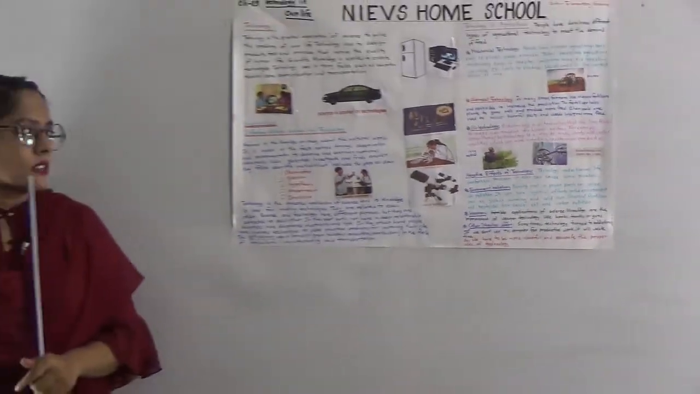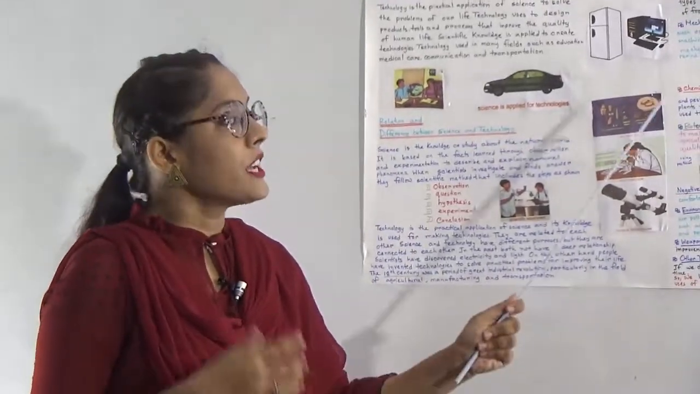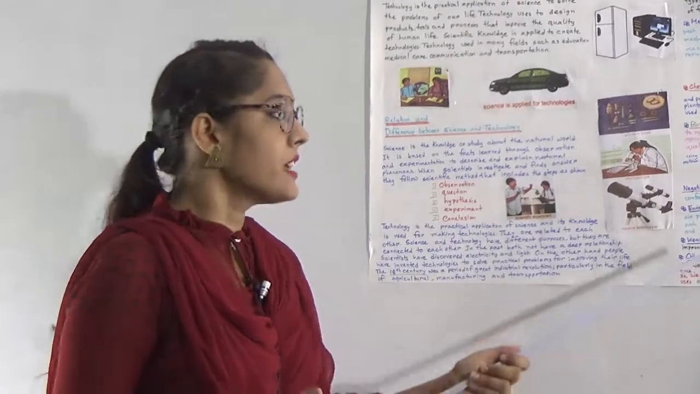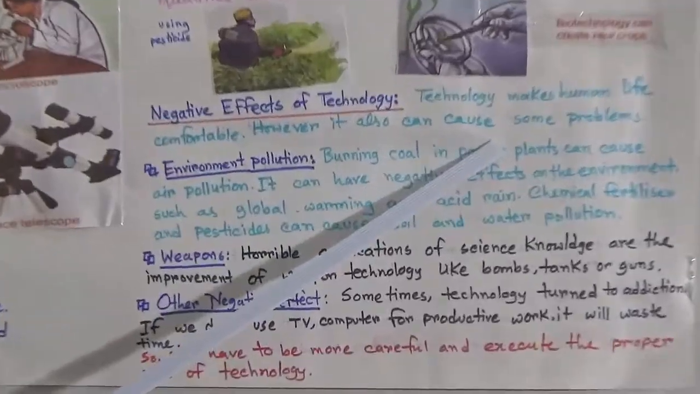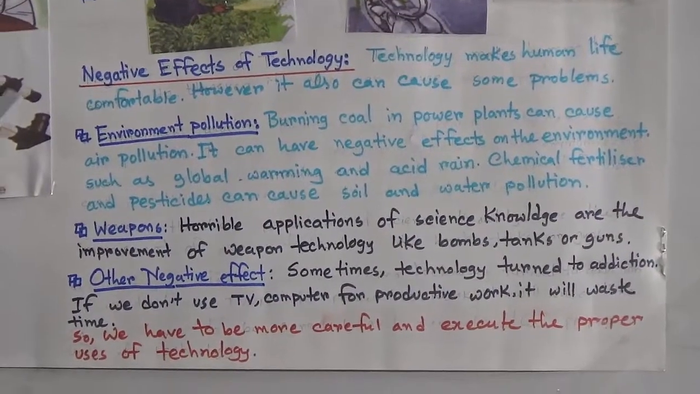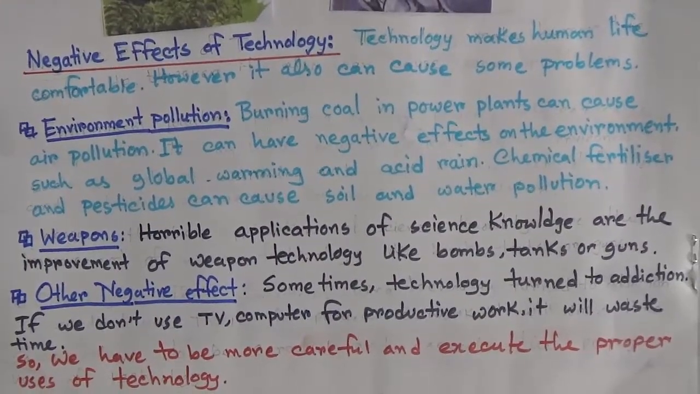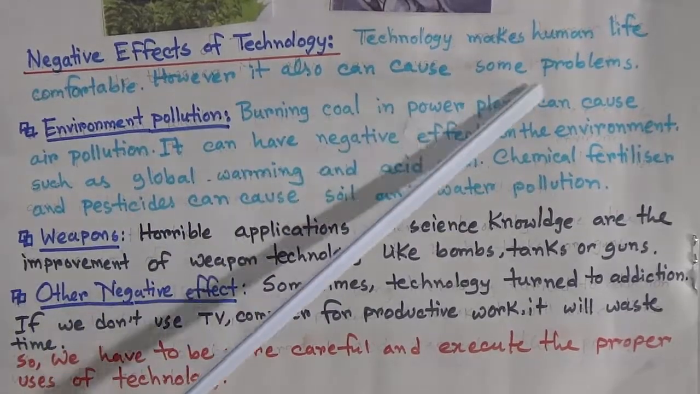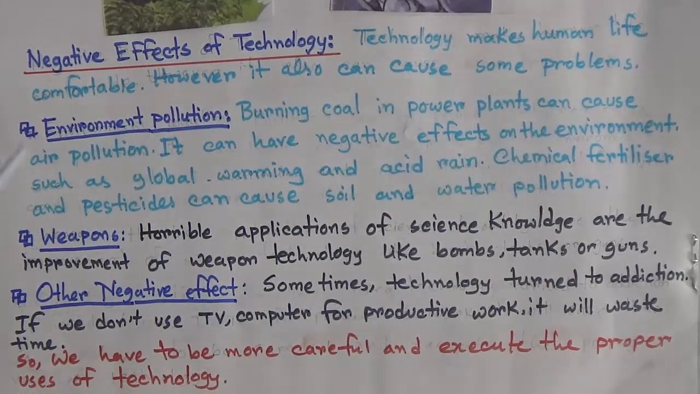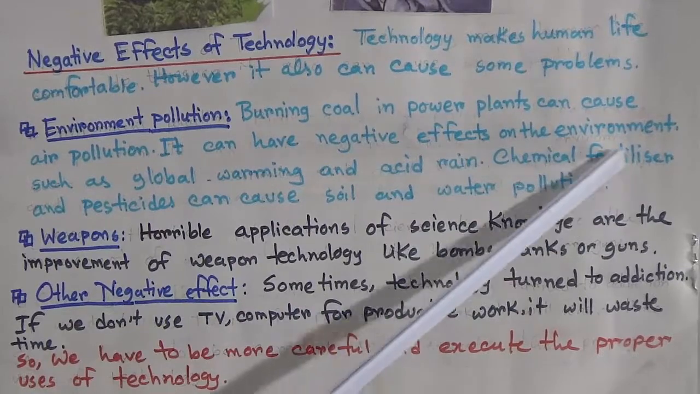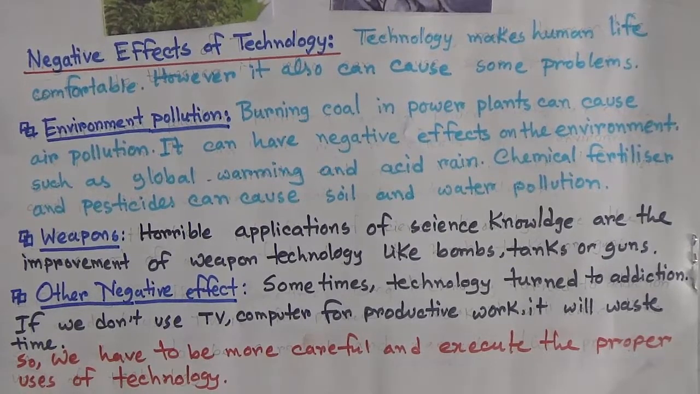So we know that there are some bad effects and good effects in everything. So there are also negative effects of technology. What is that? Technology makes human life comfortable. However, it also can cause some problems. What are the problems? Number one, environment pollution, which is very dangerous for us and for our environment. What is it? Burning coal in power plants can cause air pollution. It can have negative effects on the environment such as global warming and acid rain. Chemical fertilizer and pesticides can cause soil and water pollution. So that is the environment pollution.